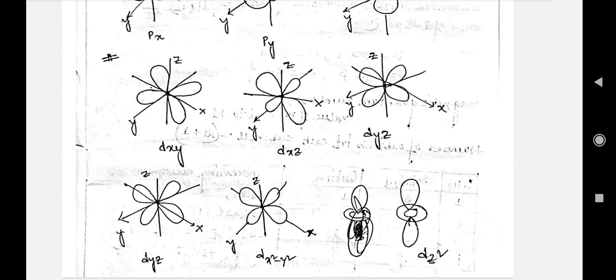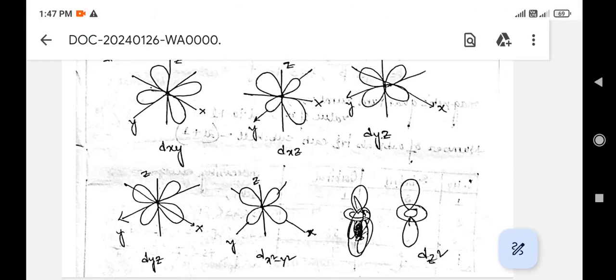Then we consider dx square minus y square, which is basically x square minus y square. How do we derive it? We can use some calculation, then we can observe dx square minus y square. And dz square also comes from some calculation, for example a plus minus combination, and then we derive dz square. In the middle portion, the probability of finding an electron is 0.